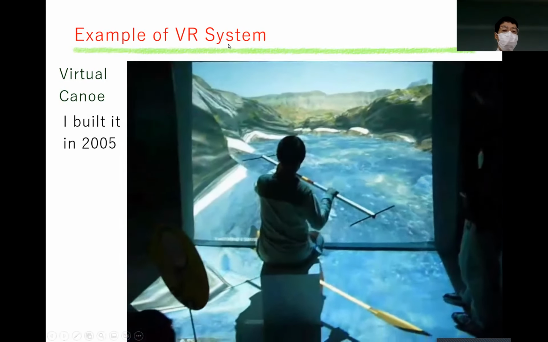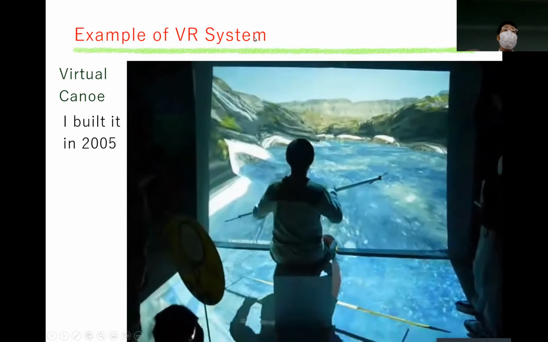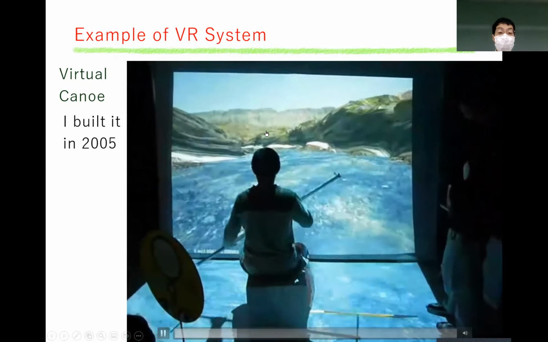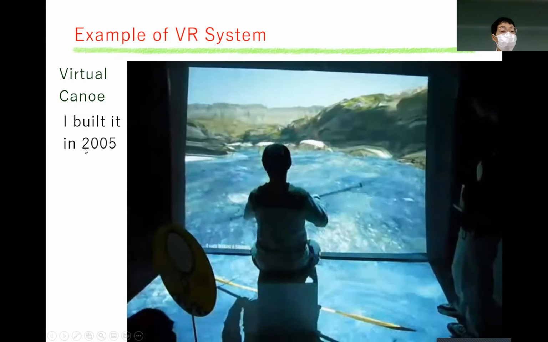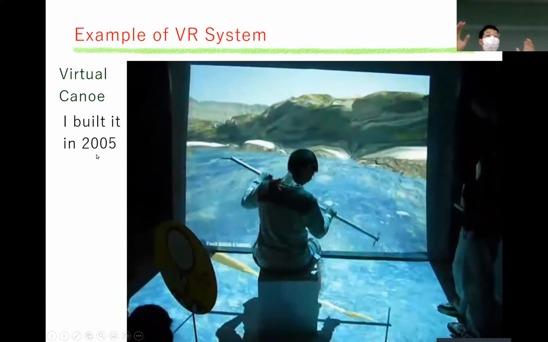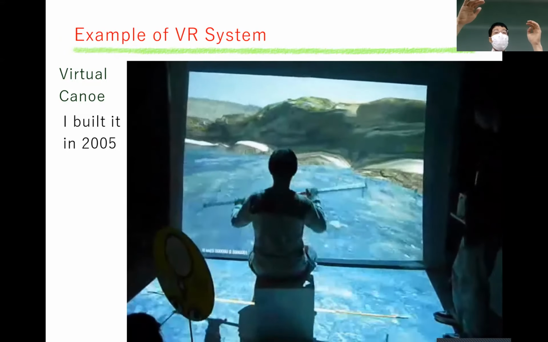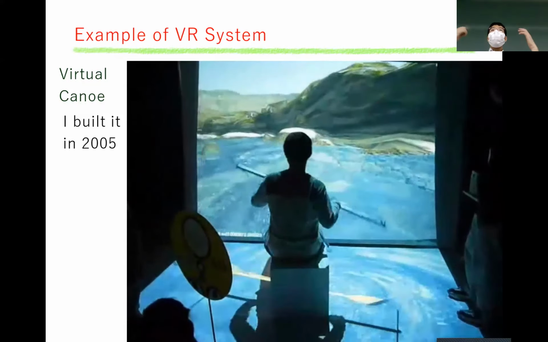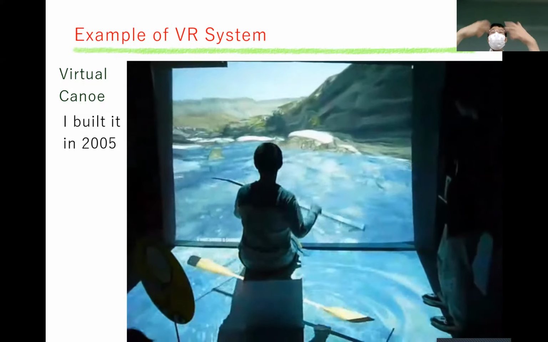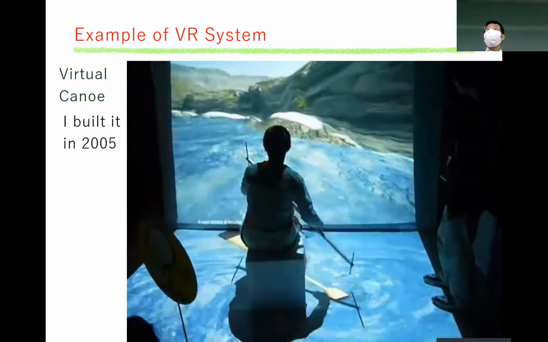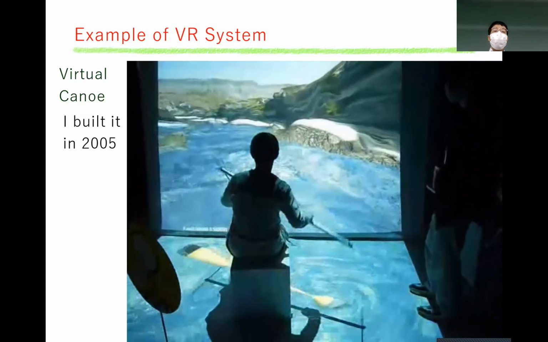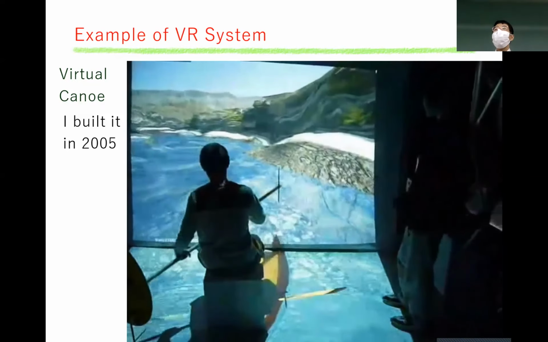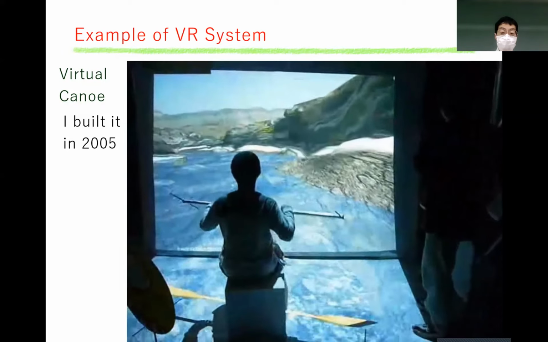This is one example of a virtual reality system which I created. So, this is a virtual canyon system. In those days, in 2000, the projector could generate a very clear image. But the head-mounted display did not have enough resolution. So the head-mounted display was not so popular. Instead, this kind of projection-based virtual reality system was very popular.